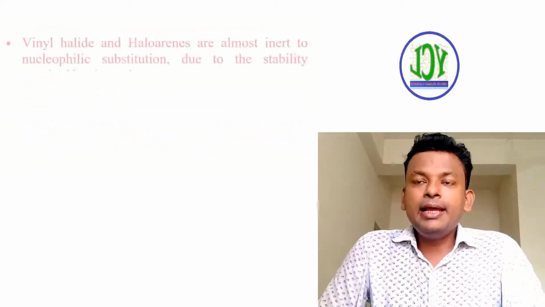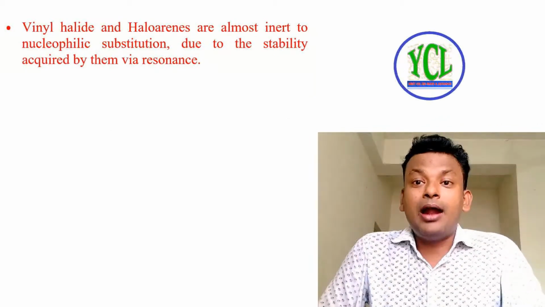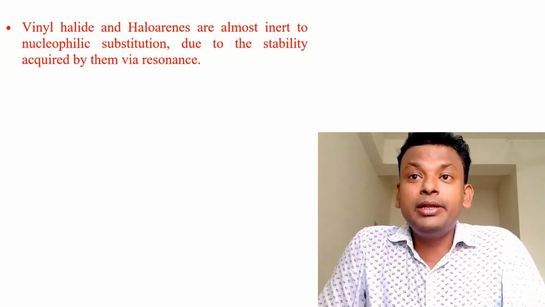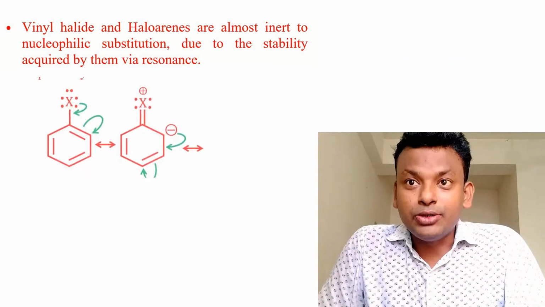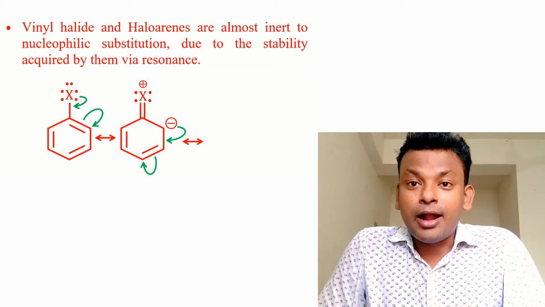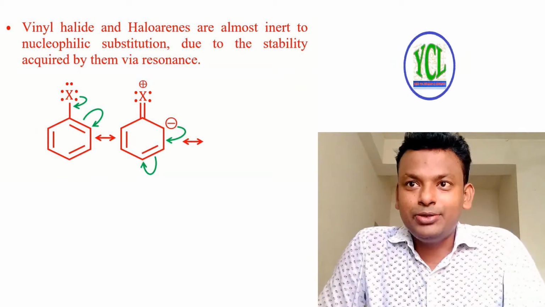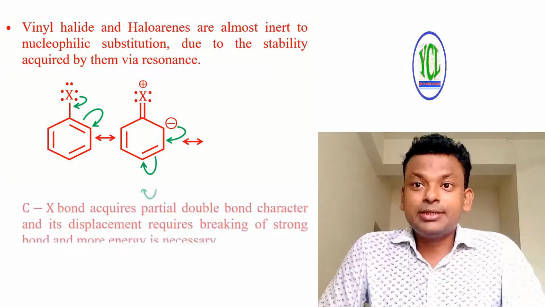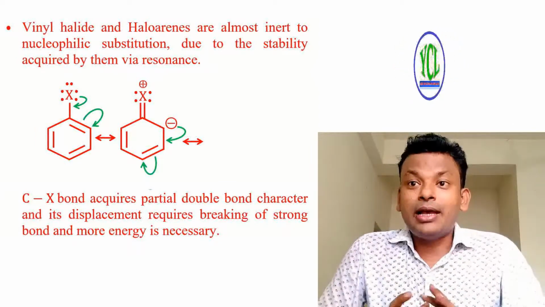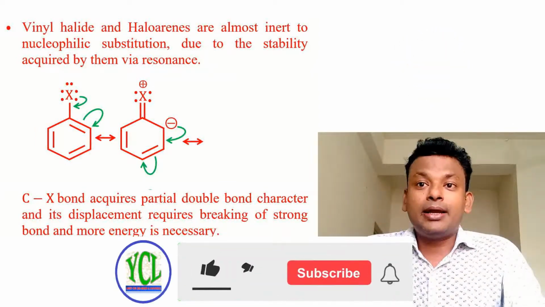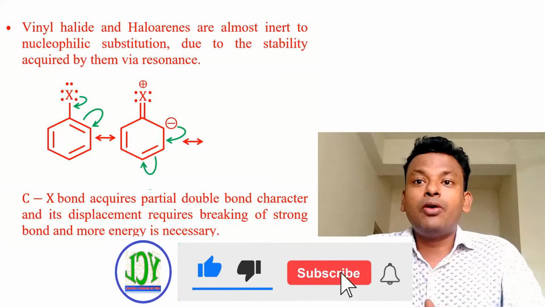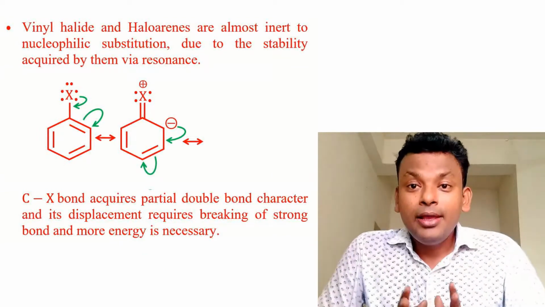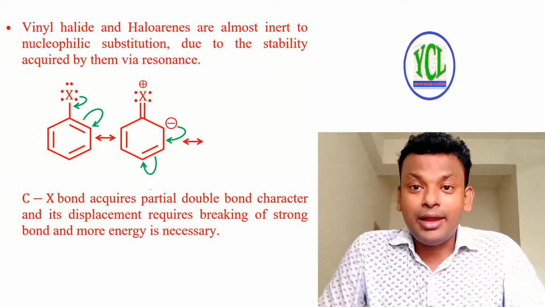And next, vinyl halide and haloarene are almost inert to nucleophilic substitution reaction due to the stability acquired by them via resonance. Here the resonating structures are shown, though not the complete set, only one canonical structure. The C-X bond acquires partial double bond character, and its displacement requires breaking a strong bond, so more energy is necessary.